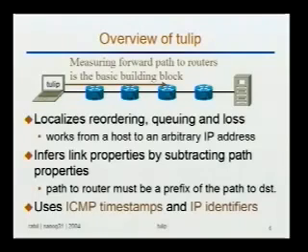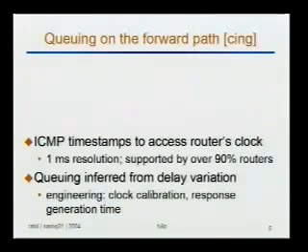And how it measures the forward path is basically it uses ICMP timestamps and IP identifiers to figure out the paths. And I'm going to talk about both of these in the next two slides.